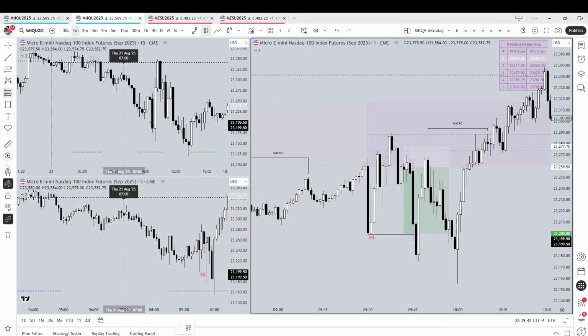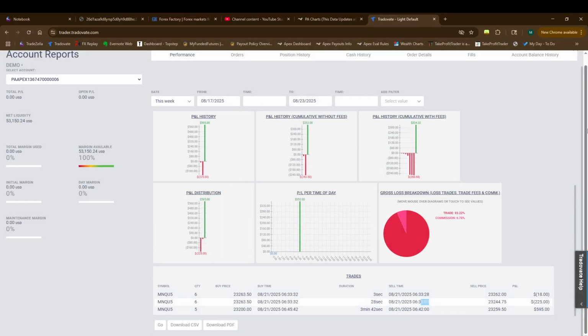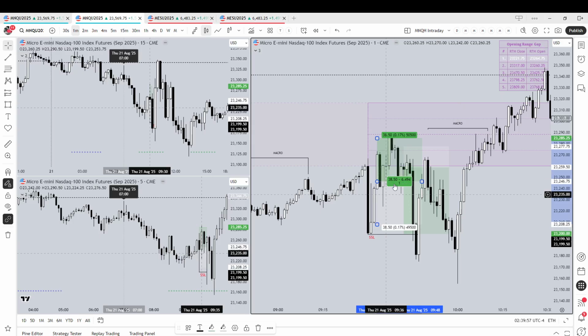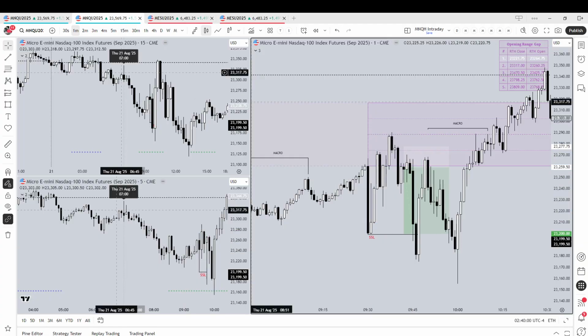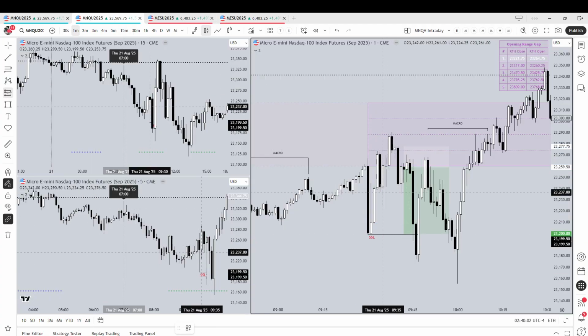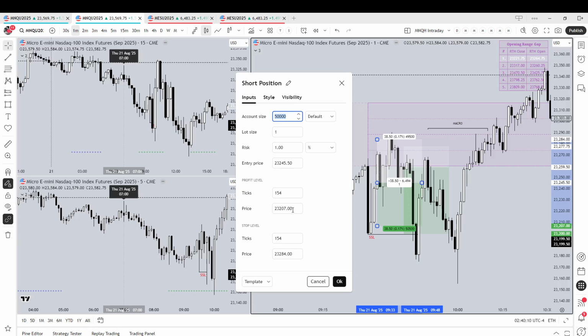Okay, so let's go to 6:33 right here. Hold up, I honestly forgot it. 23,244.75. This is supposed to be a sell. I don't know why it's doing a buy. There we go. Oh, I just had it. 23,244.75. Perfect.